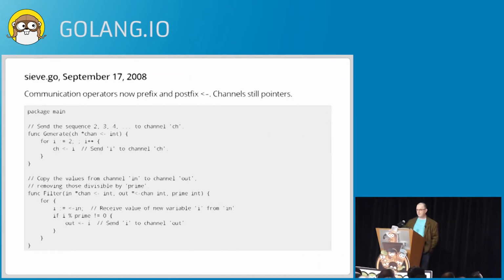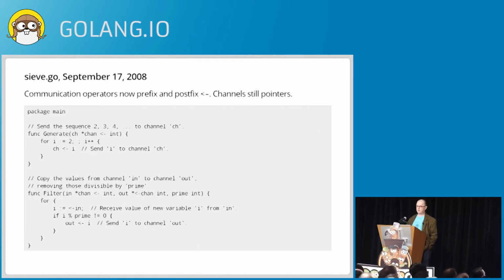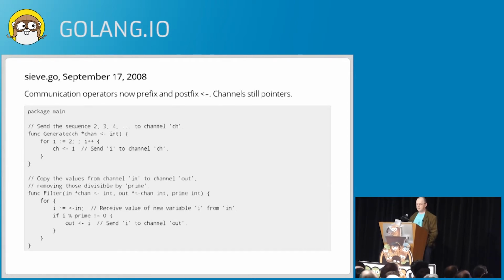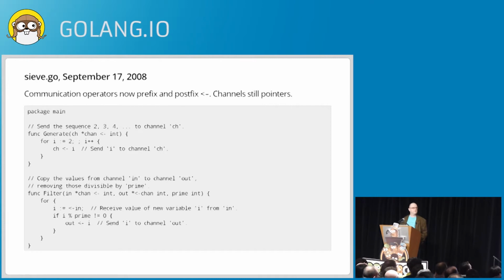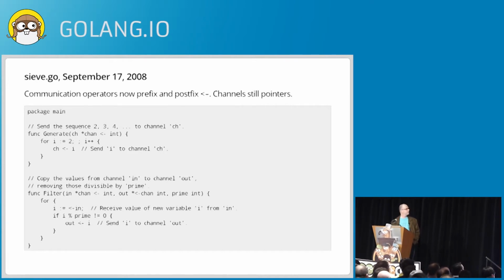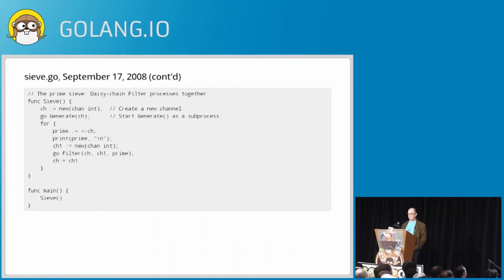And then about a month after that, there was a discussion where Squeak's operator came in. It got a lot nicer. We now had prefix arrow for receive, infix for send. Channels are still pointers, though, and so there's still some confusion about how you make a channel and what it does. But you can still see the change happening.